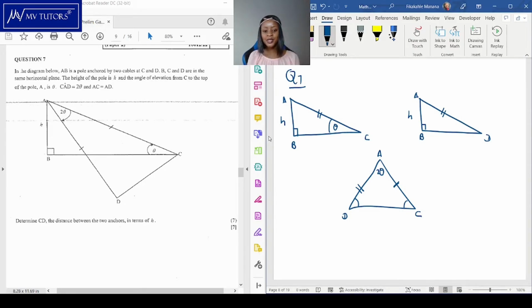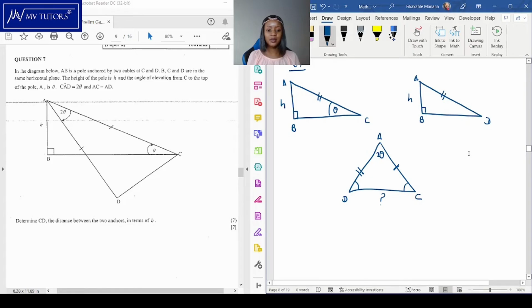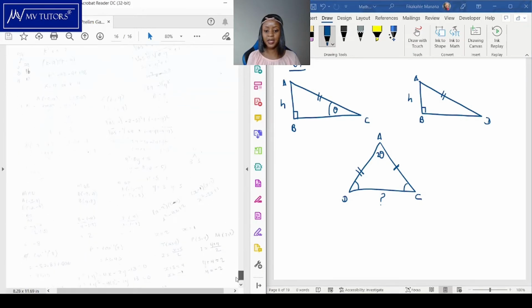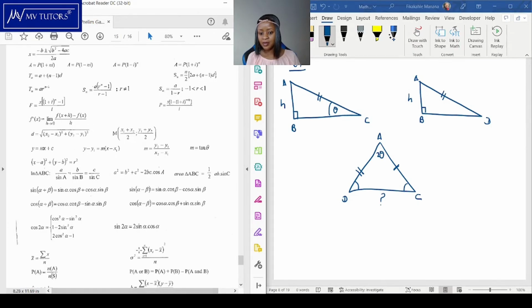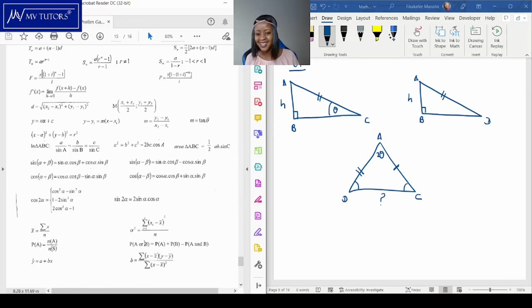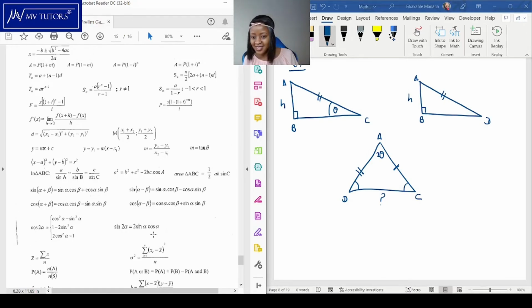Now let's read the question. It says, determine CD, the distance between the 2 anchors, in terms of h. So what are we going to do? The triangle with the most information that has h will be ABC. But before I even get there, I want to get DC, and what rings in my mind as I look at triangle ADC is the cos rule. What is the cos rule? Well, if you have forgotten it, let's go to the formula sheet. Where is the cos rule? Now I can't see it. Oh, there it is.